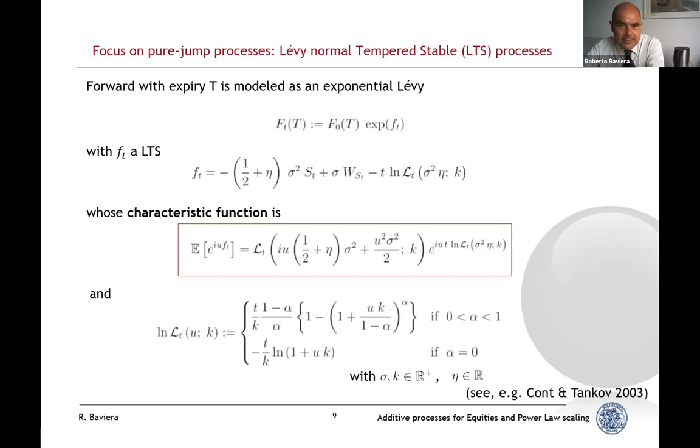Let us try to understand again, starting from Levy, in particular from a pure jump Levy process. What we would like to model is the forward, underlying forward, and is modeled by an exponential of a process, which is a Levy normal tempered stable, which can be written in this way. And the characteristic function is known. It depends on this function, and everything is known in the normal tempered stable process. This can be found, for example, in the book of Cont and Tankov, or in the book of Schoutens.